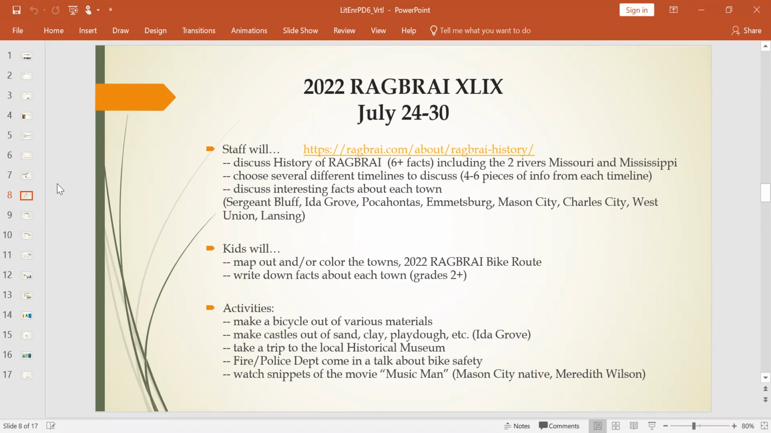Okay, kids will map out or color the towns of the bike route. With the older kids with middle school, high school, you can actually give them a map of Iowa, have them look up those places on the map. If you want to throw some math in there, you can have them, okay, what's the distance from this city to the next city, or what's the distance from the whole entire route? Just different things that you could do.